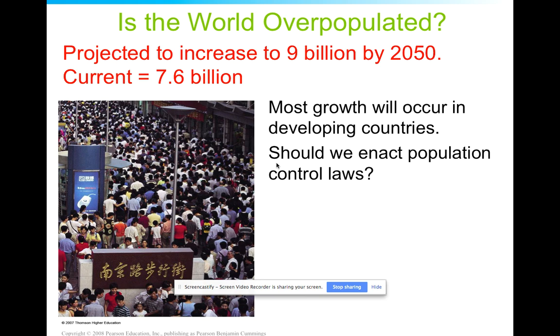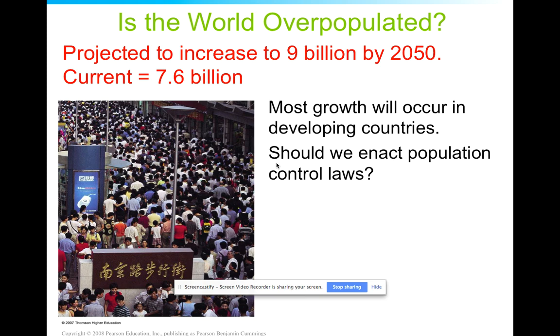So a question throughout the unit that we will try to answer is: is the world overpopulated? What should we be doing about it if we think that it is? So we know that our current population is 7.6 billion. We're projected to hit 9 billion by the year 2050, and then we're also projected to hit 11 billion by the year 2100. Most of this growth is going to happen in developing countries, especially in Asian countries, and so something to think about is, should these countries be enacting population control laws?